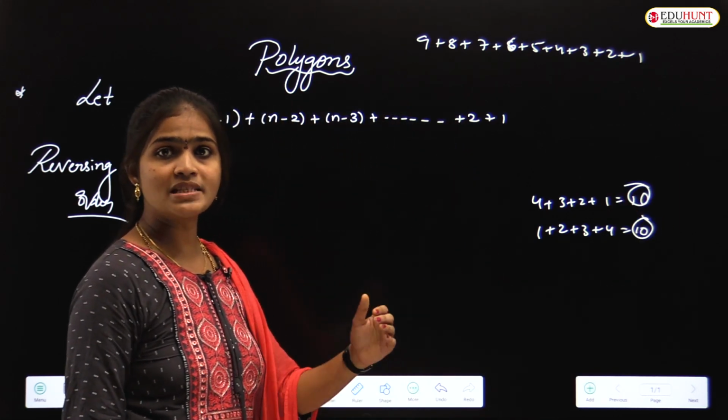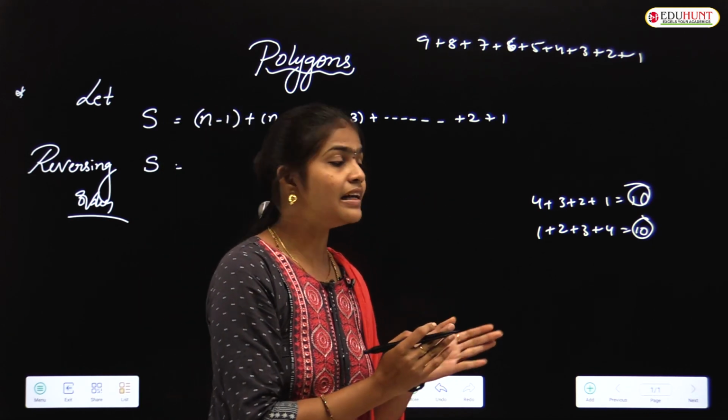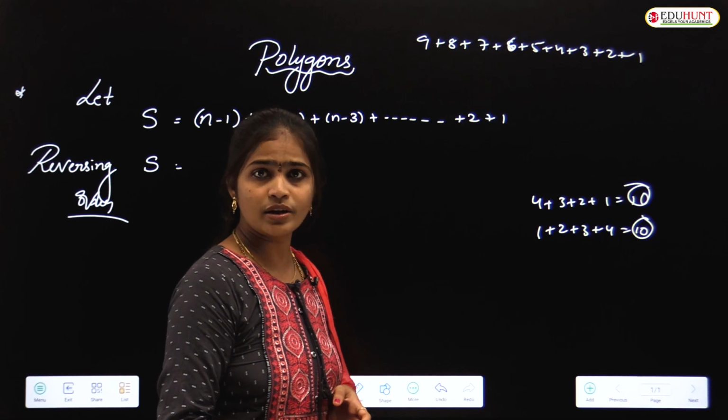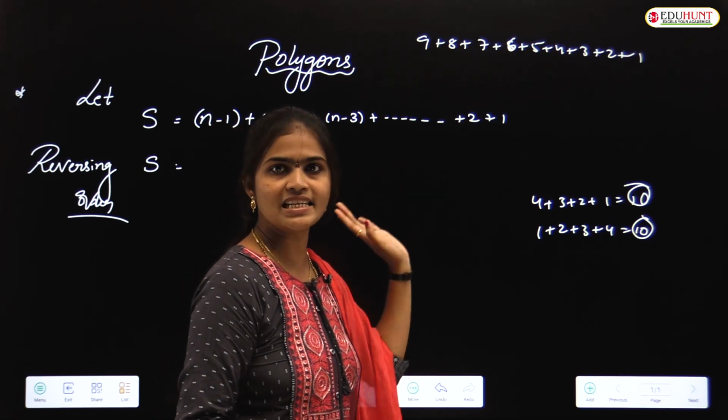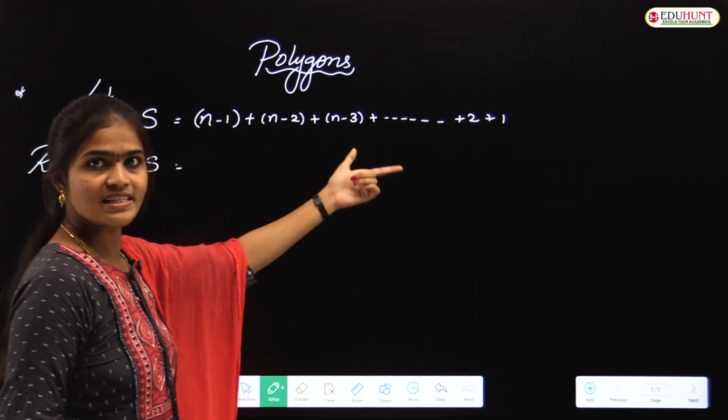If you add the numbers in any order, either from left to right or right to left, you will get the same result only. There is no change in the result. That's why here I am taking one as the reversing order. First, I took the given order. Next, I am taking the reverse order.